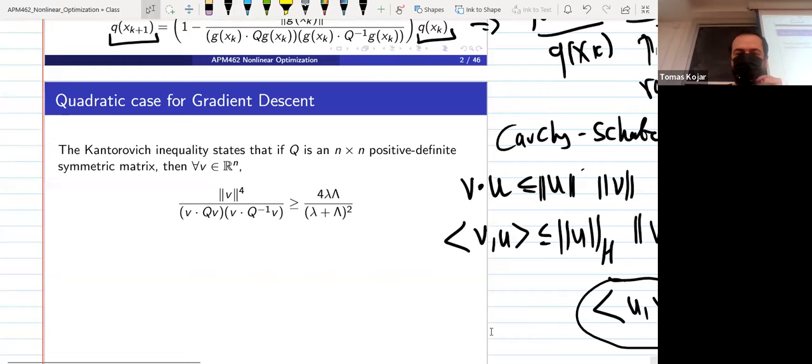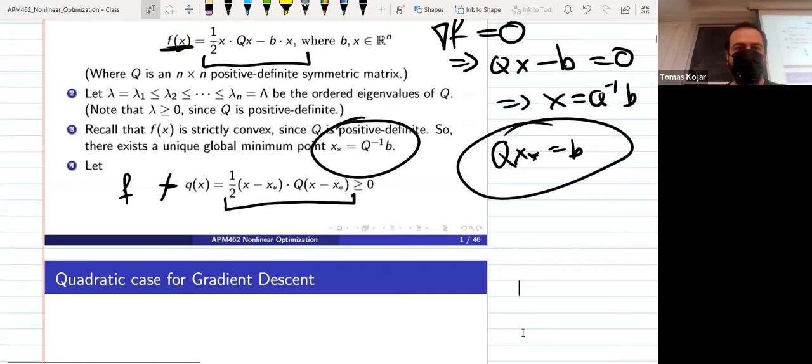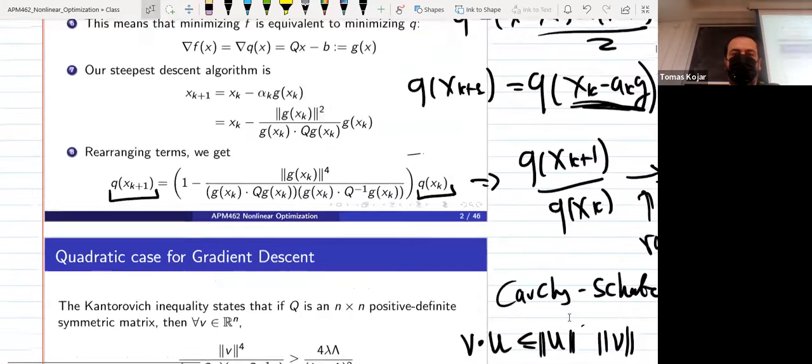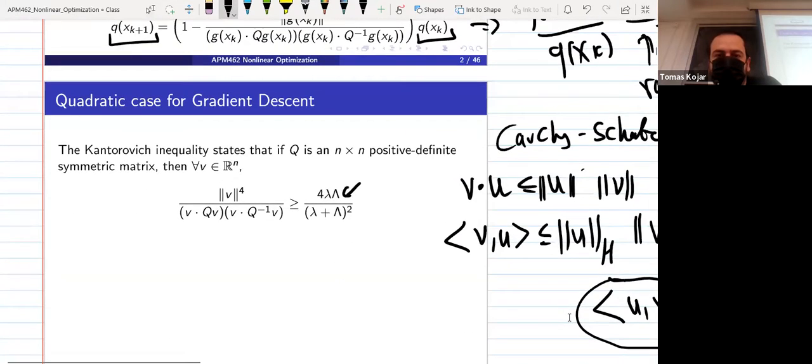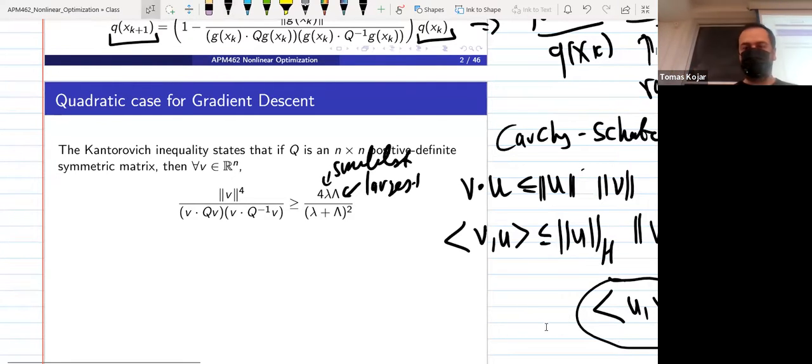Anyways, it's too much. Okay, so this is the inequality, and why is it beautiful? It relates the matrix to its eigenvalues. So here's the eigenvalue lambda, the top and the smallest one. Lambda small is the smallest, lambda capital is the biggest. Anyway, so let's apply it just to see what is going on with this.